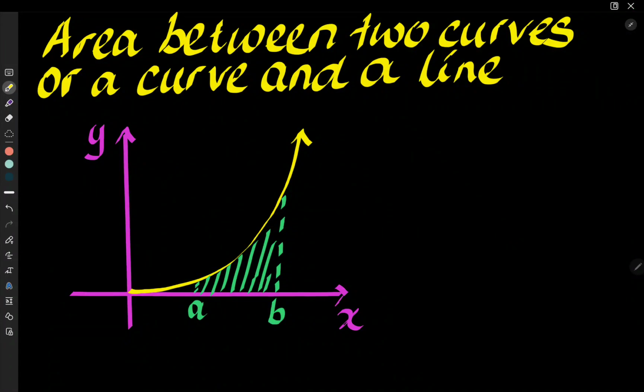Good day. So in this video, we are going to discuss how to determine the area between two curves or a curve and a line. But before we get into that, I just want to jog your memory.